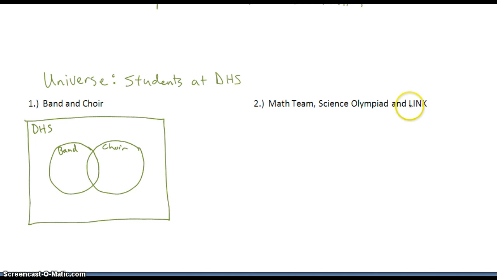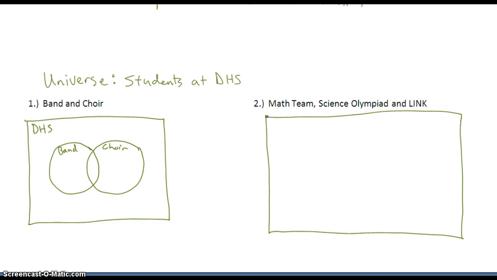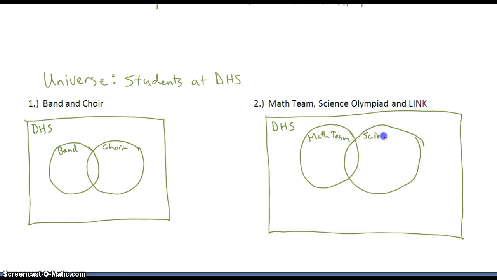If we have three pieces of information that we need to organize, again, start with the universe. Our universe is going to be all students at Delano High School. Inside of this circle, I'm going to put all students on the math team. All students not on the math team go outside the circle. I'm going to put all the students in Science Olympiad in this circle, and all non-Science Olympiad students outside of the circle.